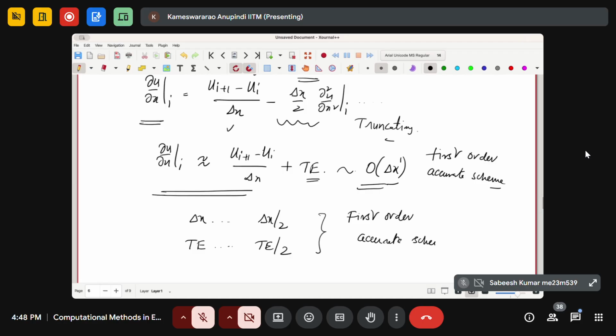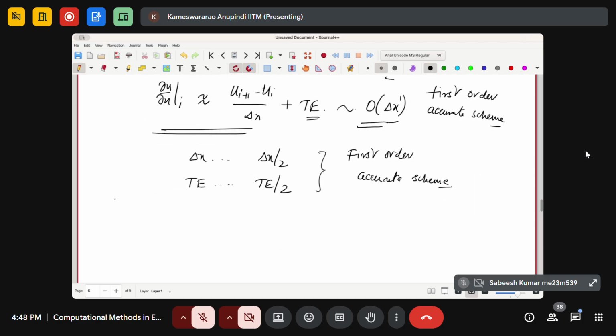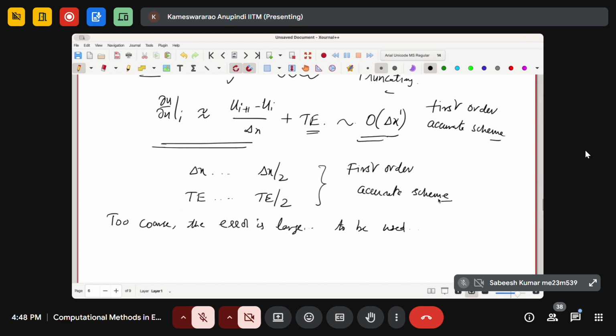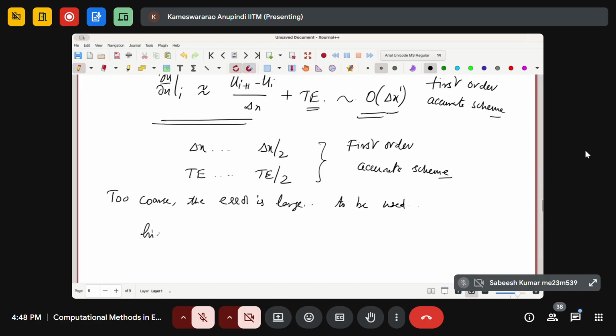Now, of course, first order accurate schemes are too coarse, because the error is large, and are too coarse to be used in general in any calculation. So as a result, we will resort to somewhat higher order, something like second order accurate schemes, or even third order accurate schemes in the calculation of the derivatives and so on. So we have to come up with a particular method.